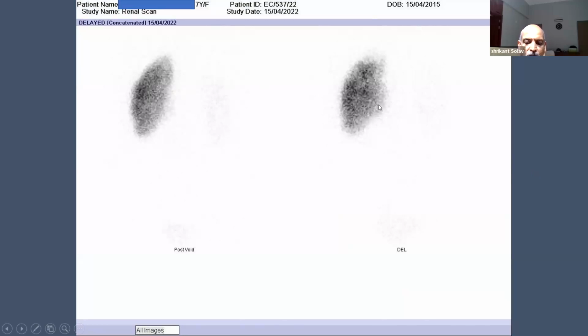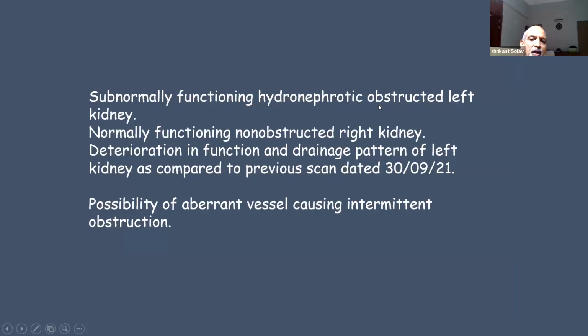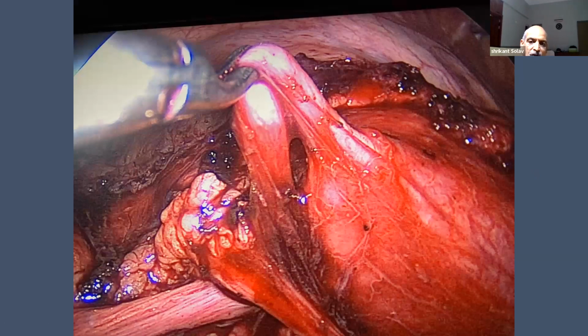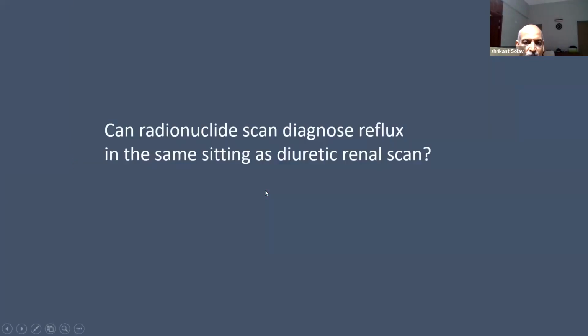evidence of obstruction. And so at this point, we said subnormally functioning obstructed kidney, and a possibility of an aberrant vessel needs to be ruled out because it appears to be an intermittent obstruction. And the surgeon was very kind to share peroperative images where there was a vascular cause of the intermittent obstruction, which was subsequently relieved, and the patient was relieved of her symptoms.